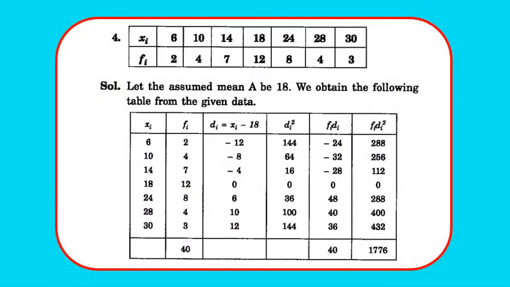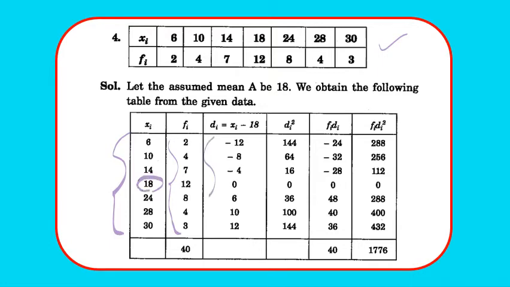Moving to question 4, we have the ungrouped frequency distribution over here, and we need to find the mean and variance. So let the assumed mean a be... we have used the assumed mean method. So we have the data xi, we have the frequencies fi. First we need to find the mean. So using that method we get di, which is equal to xi minus 18. We have taken 18 as the assumed mean a.